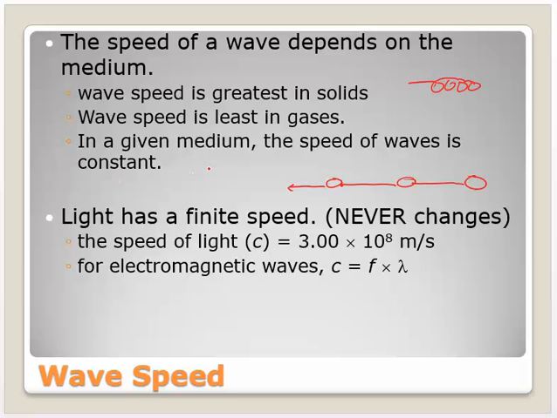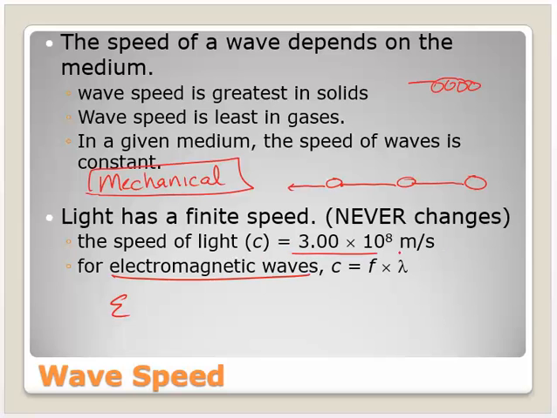And again, this right here is for mechanical waves. Down here at the bottom, basically we're talking about electromagnetic waves. Light has a finite speed. It's never going to change for the most part. I mean, when we say never, we mean it's not really going to change very much at all. But a lot of times we just simply use a given here, 3 times 10 to the 8th meters per second. And that's the speed of light.